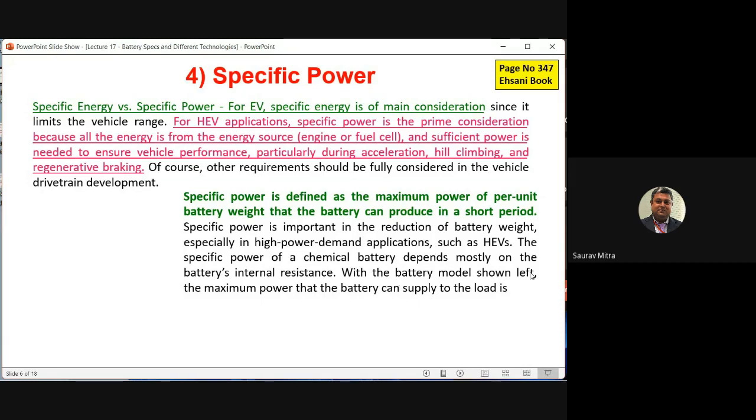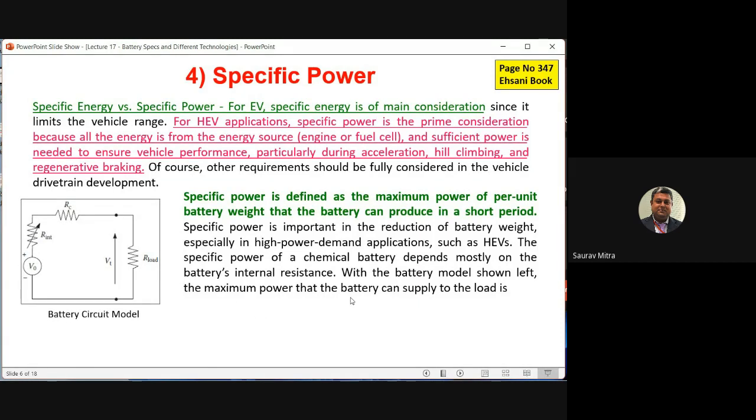With the battery model shown on the left, the maximum power that the battery can supply to the load is given by the following. V0 is the battery, R int is the internal resistance, RC is another resistance, and R load is the load. R load is nothing but the motor. What RC and R int are is given in the consequent slide, we will see. For a high specific power source, this internal resistance should be as small as possible. Though it is shown as variable, for a battery it is not variable.